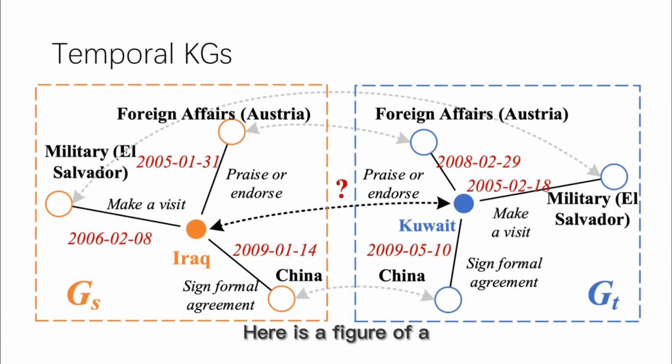Here is a figure of a temporal knowledge graph. The temporal knowledge graph attaches timestamps on triples, so, compared to the normal knowledge graph, the temporal knowledge graph has richer information. As shown in this figure, we cannot distinguish these nodes with only relation information, but we can know that these two entities are different using temporal information.